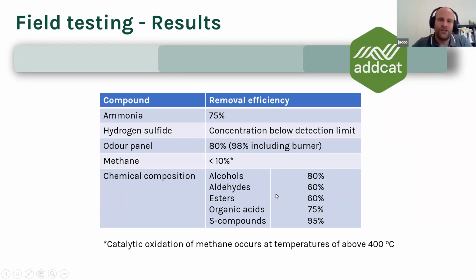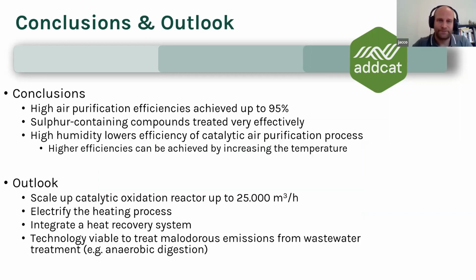And in the chemical composition, a wide range of compounds were found and classified in these five classes, with various ranges of efficiency. Most important is the high efficiency found for sulfur containing compounds, which of course have a very nasty smell, which are also omnipresent in the wastewater treatment facilities.